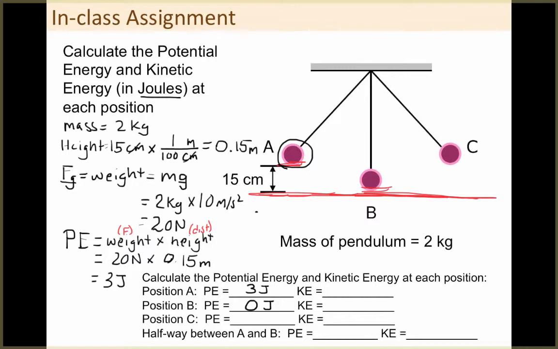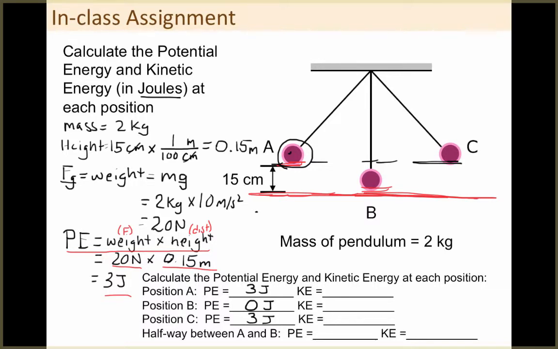All right, so let's look at this diagram over here. At the top over here, we're at 15 centimeters. And then if we look over here, position C, we're also at 15 centimeters. So our height is still the same at both of these positions. Has the mass of the pendulum changed? No. So the weight is the same. So that must mean that in this relationship, potential energy equals weight times height, the weight didn't change, the height didn't change, so this doesn't change either. So the potential energy at position C is also 3 joules.